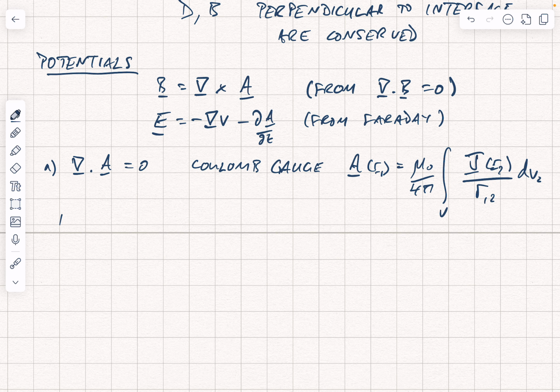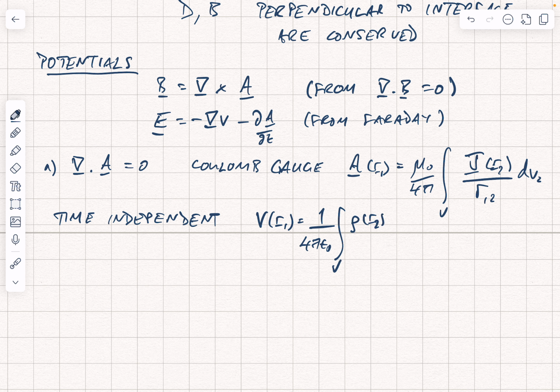And if we have time-independent fields, then for the electric potential we can write V of r1 is equal to 1 over 4 pi epsilon naught, and then we also have a volume integral, and we have rho at r2 divided by r12 dV2. And you should notice that these two are really rather similar in form.